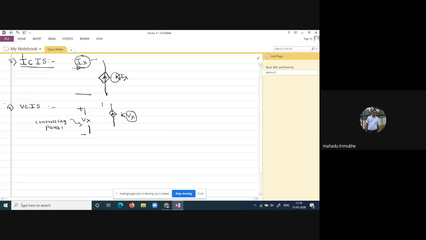This is a very important point actually for dependent sources. The maximum number of examples in network theory are based on dependent sources, right? If you are not clear on this point, the rest of the things will be very difficult for you, right? You just have to keep in mind that our voltage source or current source is depending on some other controlling parameter present in the electrical network, right? That's it.